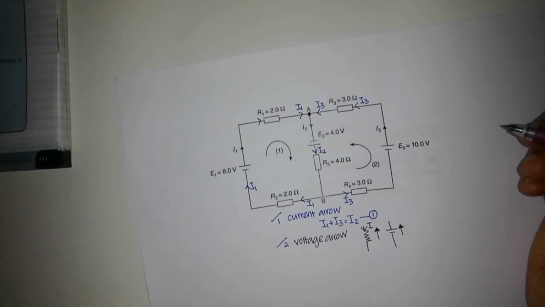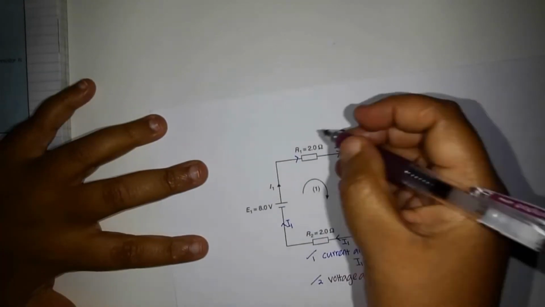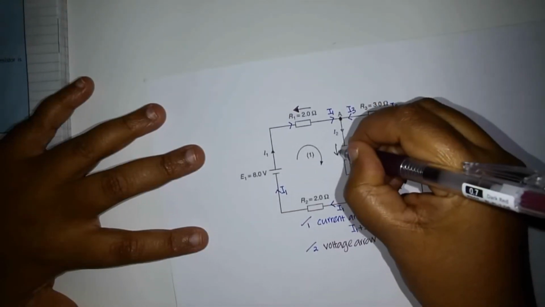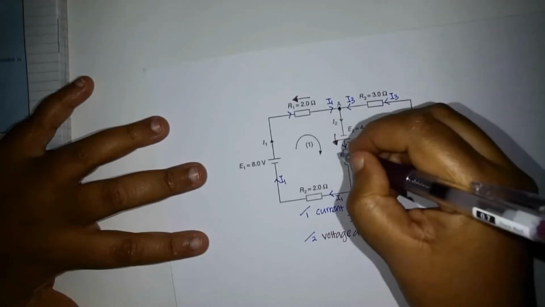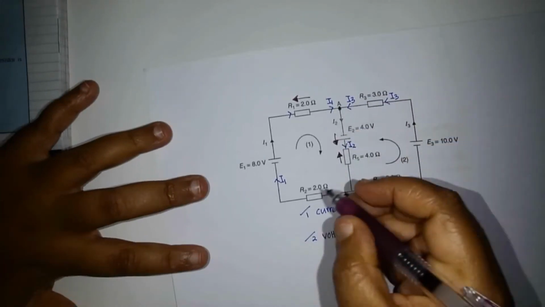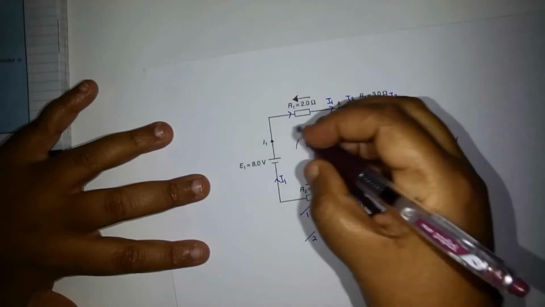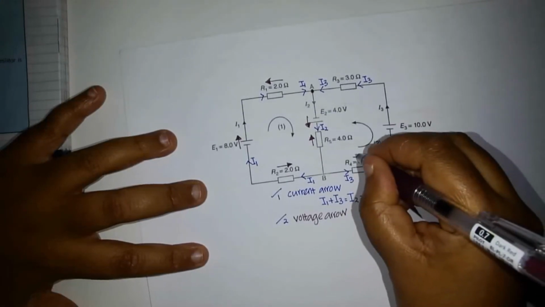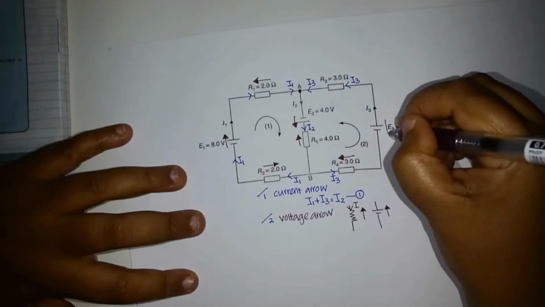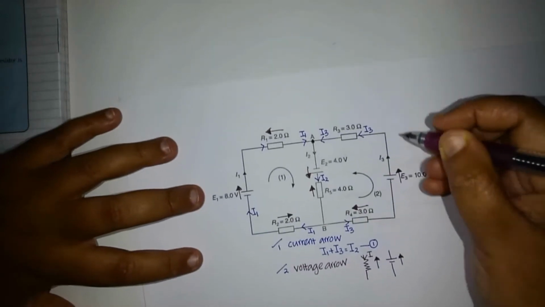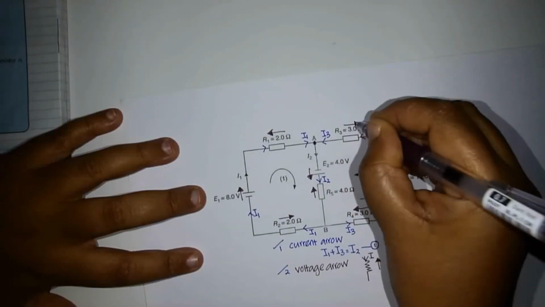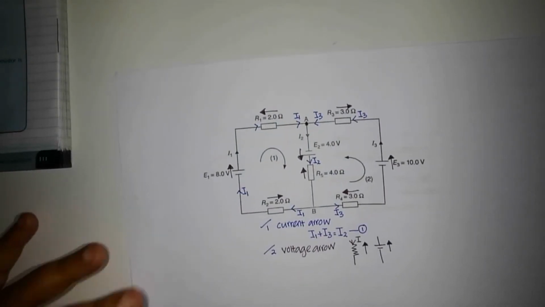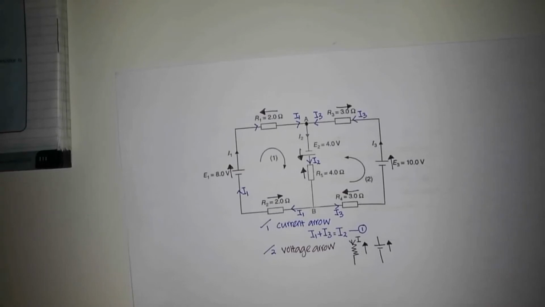So I draw for all these 5 resistors and 3 cells. For R1 it will be in this direction. For E2, for R5, for I1, for E1, for R4, for E3, and for R3. Alright, so I've already drawn for all those 5 resistors and 3 cells.